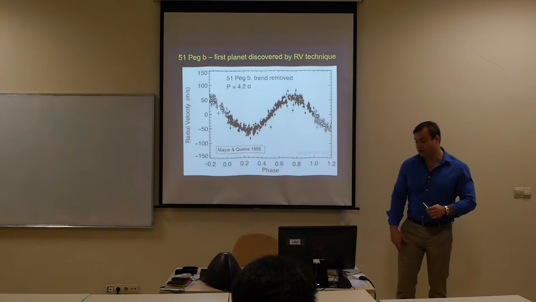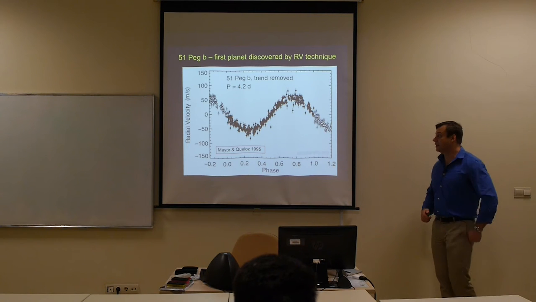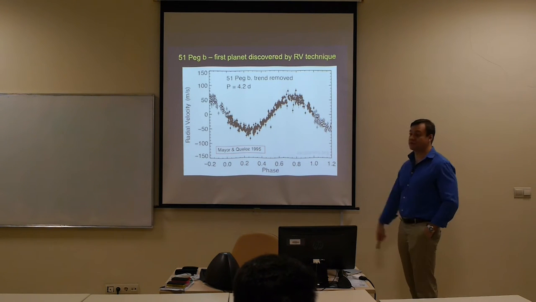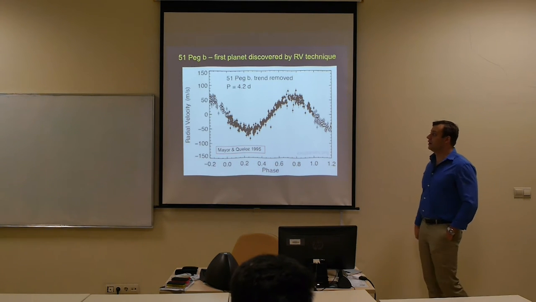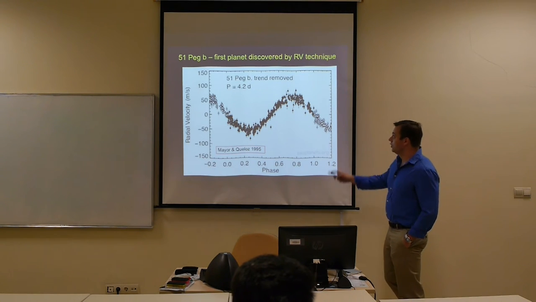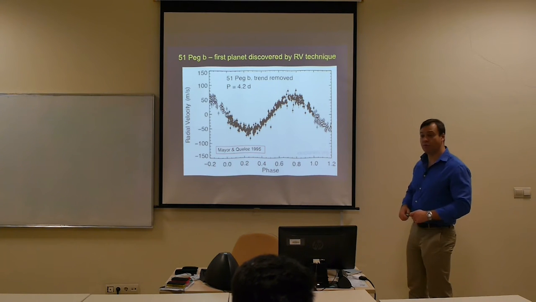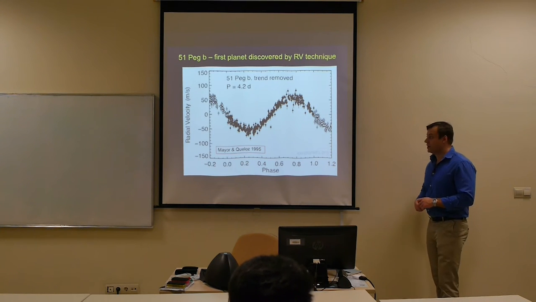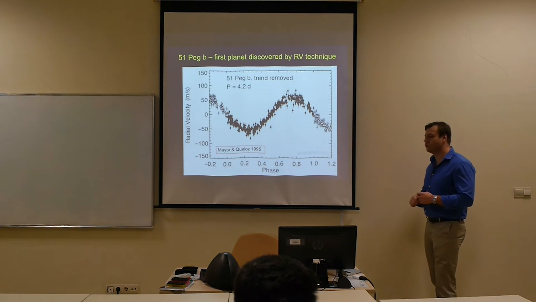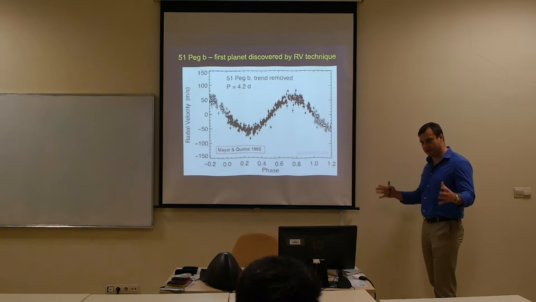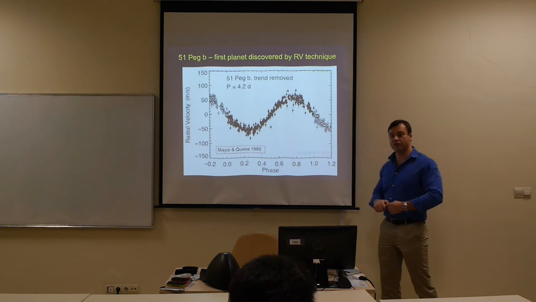And the first discovery of a planet by this method was done in 1995, just 3 years after the pulsar planet discovery, by Mayor and Queloz, who found this planet 51 Peg b with a period of about 4.2 days. The mass of the planet is about, I think, 0.5 Jupiter masses or so. So it's a giant planet sitting in an orbit with a period of 4.2 days.